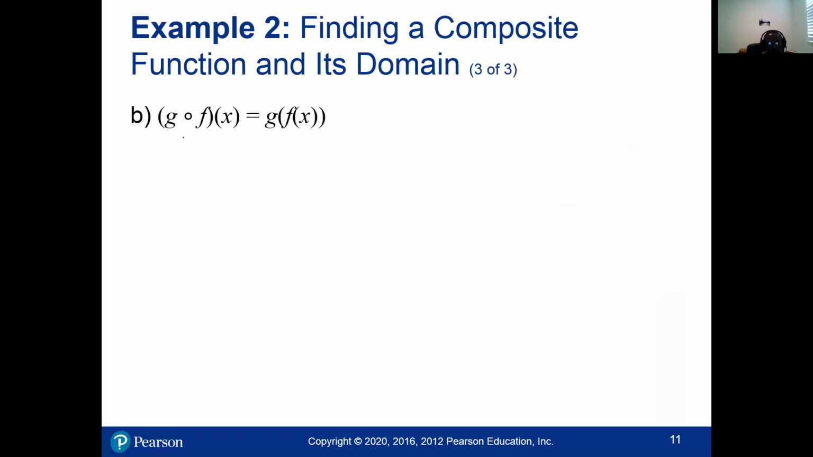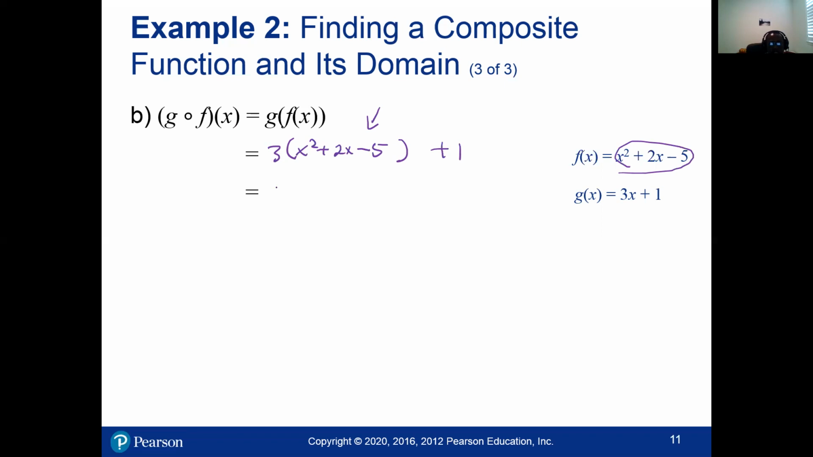Part B is g composed with f. So this time the first function is f. We plug f into g of x. Remember, g of x is 3x plus 1. So we have 3 times the whole expression of f of x, which is x squared plus 2x minus 5, plus 1. This gives us 3x squared plus 6x minus 15 plus 1.